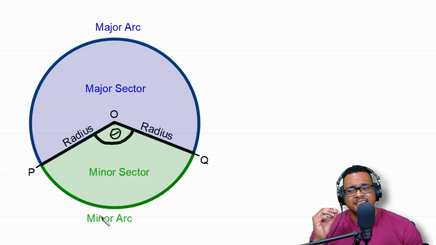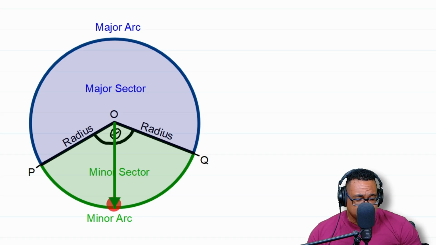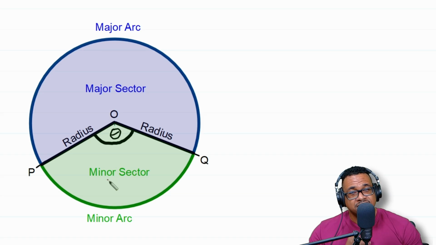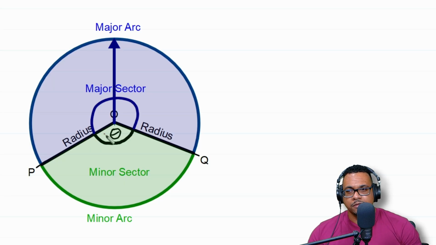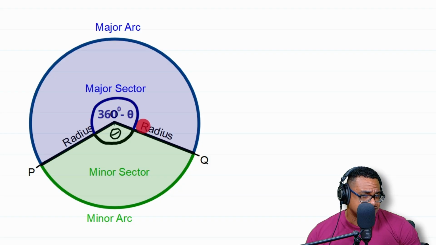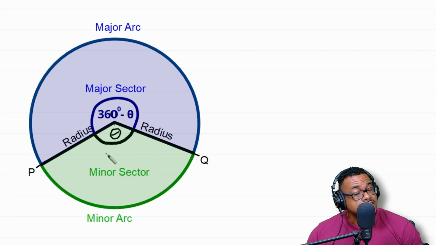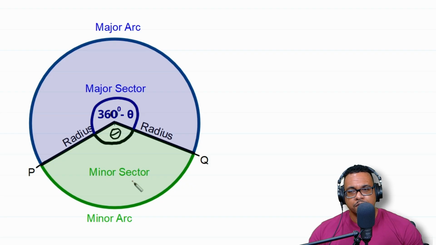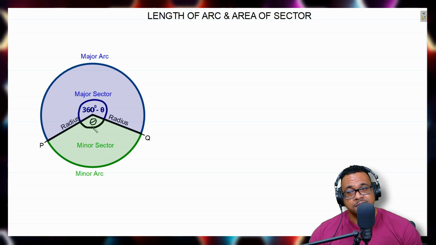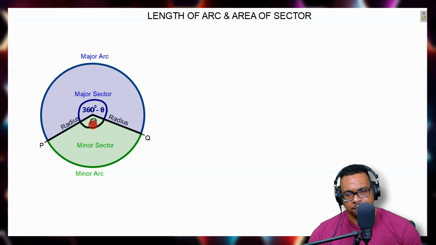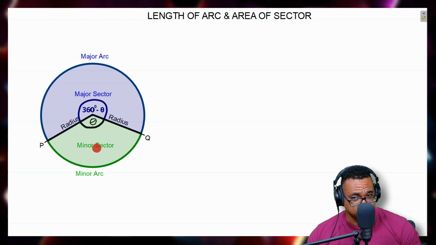So first, let's look at the length of the arc. And we look at the length of the minor arc because we are going to use this angle theta, and this angle theta is facing the minor arc. Now, if I wanted the length of the major arc, I'll have to use the angle that's facing the major arc. That will be the angle along this part here, which would be 360 degrees take away theta, because we know a full revolution is 360 degrees. So we are focusing on the minor arc and the minor sector. Therefore, we are using theta, the angle facing the minor arc, and it's also facing the minor sector as well.